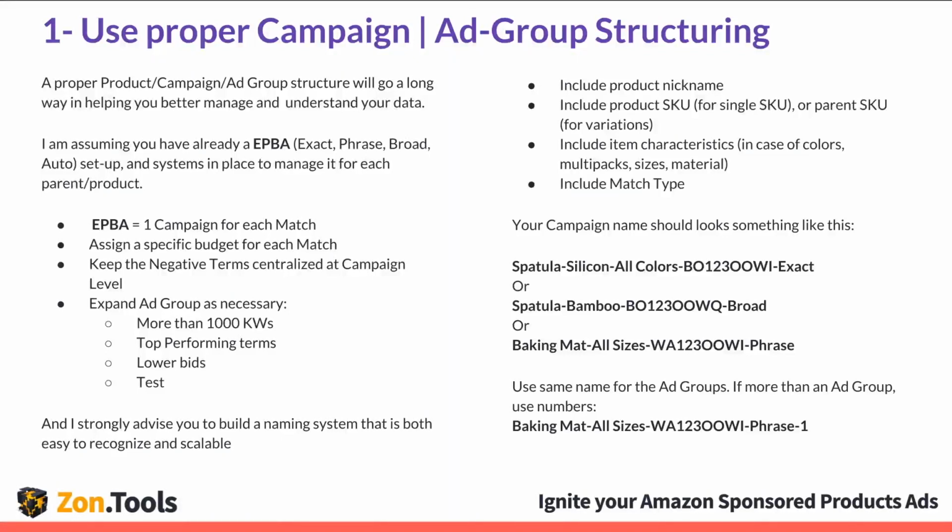I would assume that you already have an EPBA set up and systems in place for each of your products in order to manage that setup. What do I mean by EPBA? Basically, EPBA is one campaign for each keyword match. E is for exact, P for phrase, B for broad, A for auto. Each campaign targets a specific kind of keywords, and each campaign has been assigned a specific budget. This allows you to give different budgets to the exact versus the broad versus the phrase versus the auto.